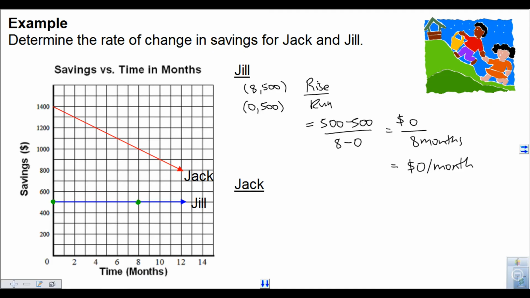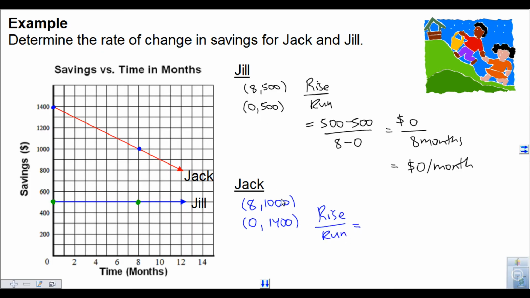Now if we look at Jack, and if we pick any 2 points, so let's pick that point there and the point in the very beginning, let's represent those 2 points as ordered pairs. This point here would be 8, 1000. And then we've got a point 0, 1400.